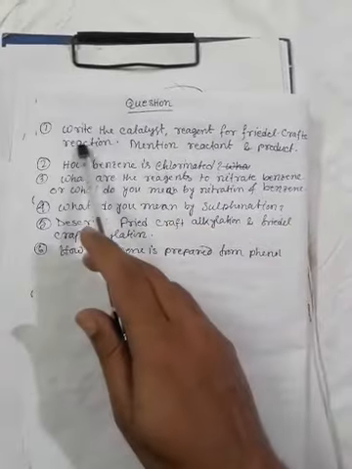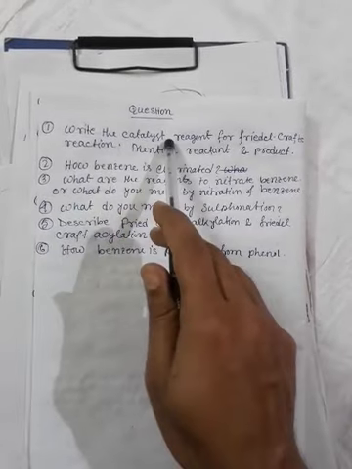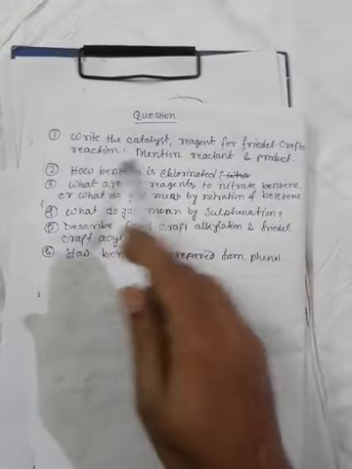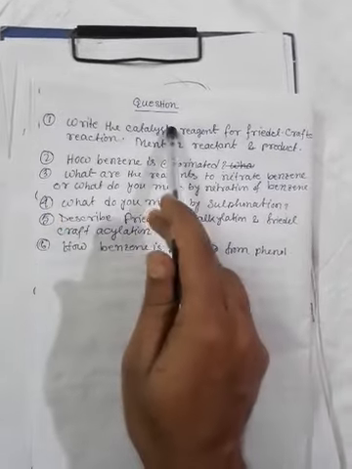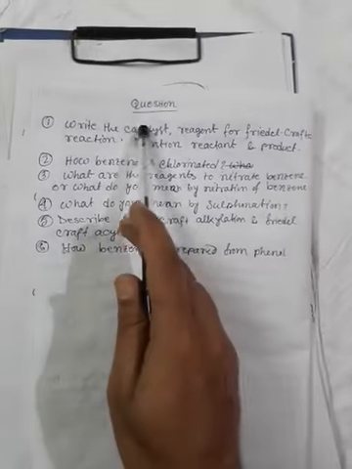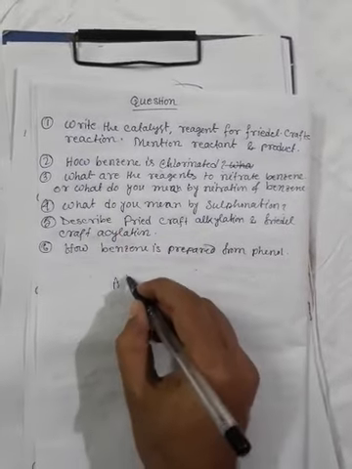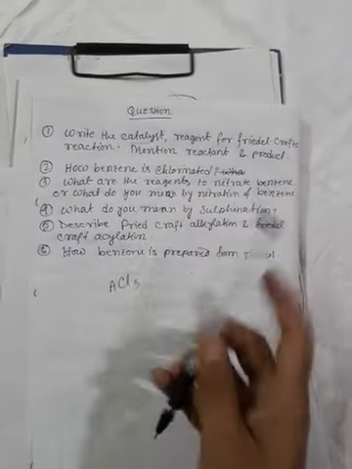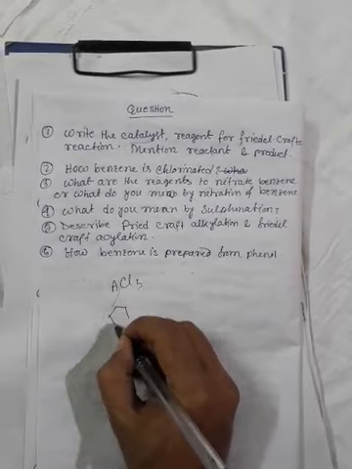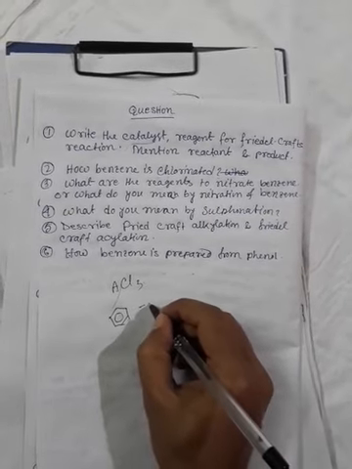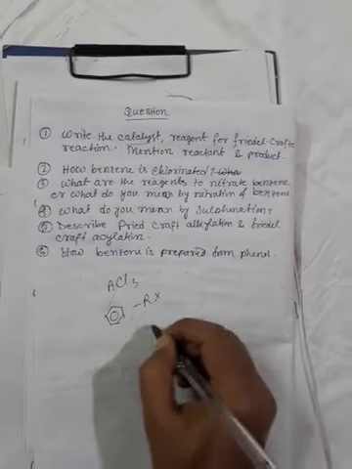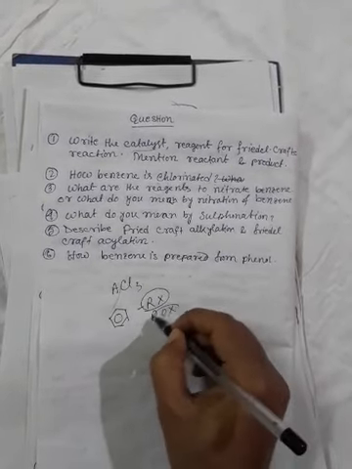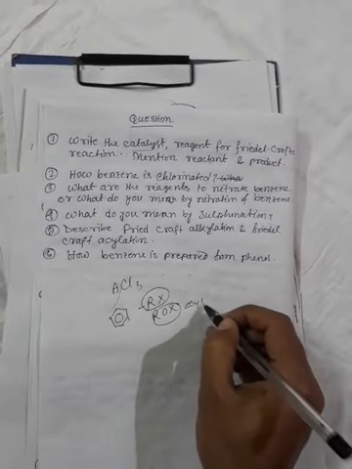Now the important questions from this topic. Write the reagent for Friedel-Crafts reaction. The answer is the catalyst. What catalyst is used for Friedel-Crafts reaction? We know aluminum chloride, AlCl3. The answer is AlCl3 is used as a catalyst. And what is the reagent for Friedel-Crafts reaction? The reagent is benzene and alkyl halide, RX, or acyl halide, ROX.